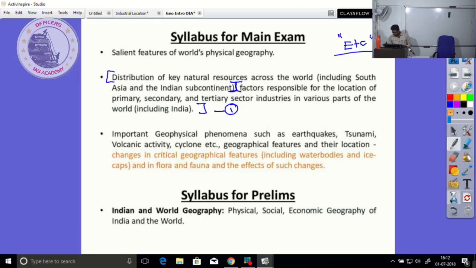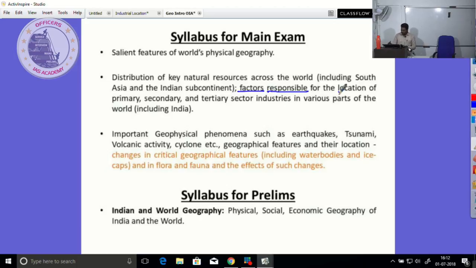Let me understand the syllabus first. It says factors responsible for the location. It means I am talking about the factors which are responsible for location alone. Problems of those industries, other aspects of that industry, are not so important for us. Maybe in the past we also had instances asking about the problems associated with that industry. But the focus area of the question majorly revolves around location. The locational aspect of industries as such. What are the different factors which determine the locational aspect of industry?